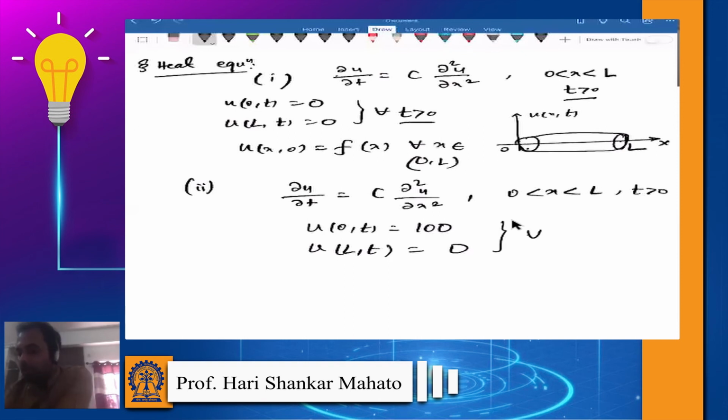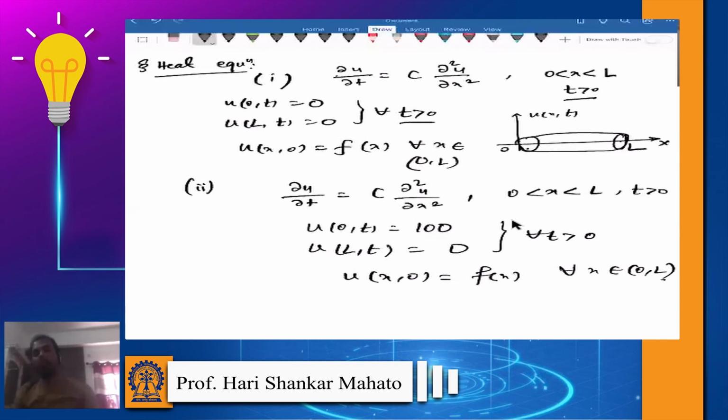So for all t positive, and u(x,0) equals f(x) for every x in (0, L). You might as well use some kind of function also. Depending upon what kind of situation we are dealing with, we can describe such boundary conditions at either end of the rod, and we can also have a specified initial condition. So f(x) could be sine x or x times (1 minus x), things like that.